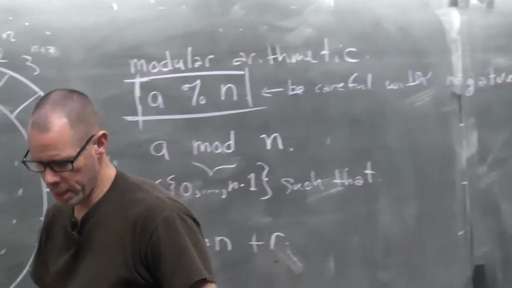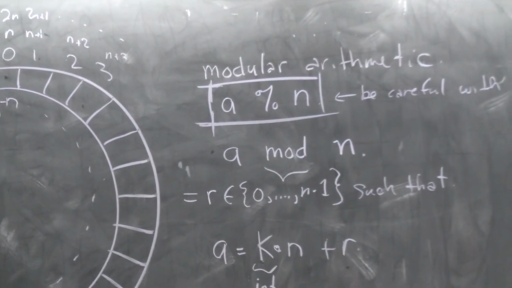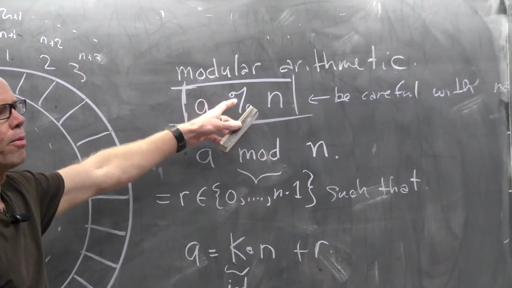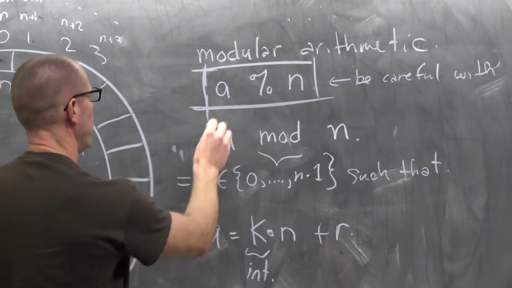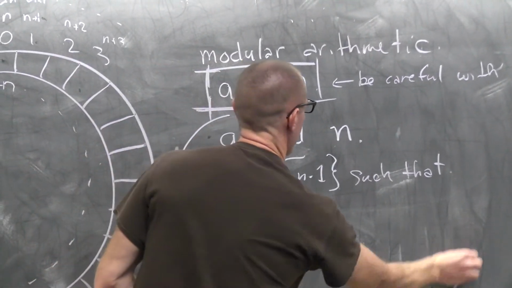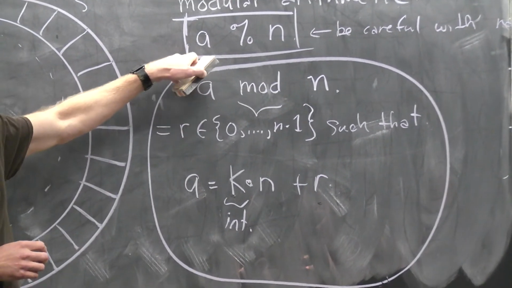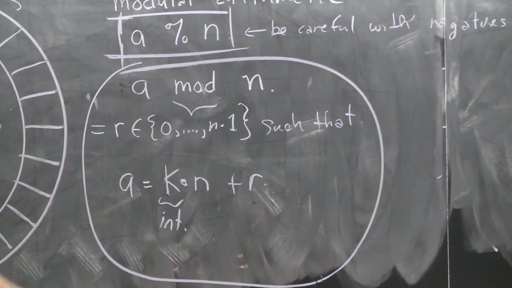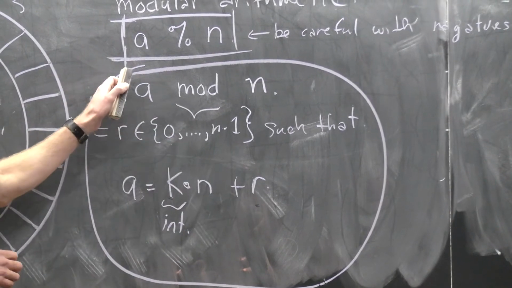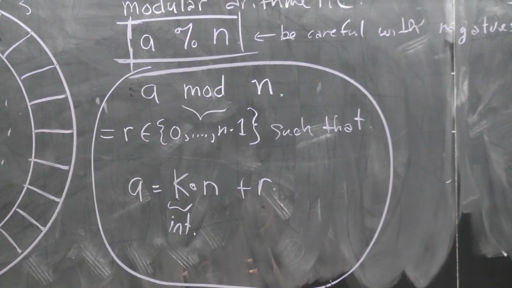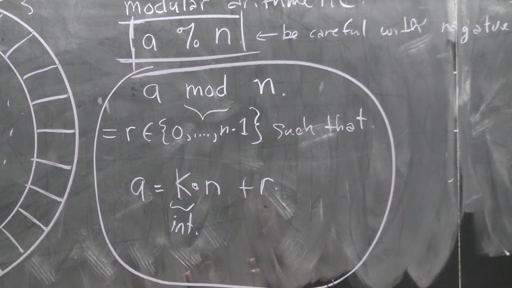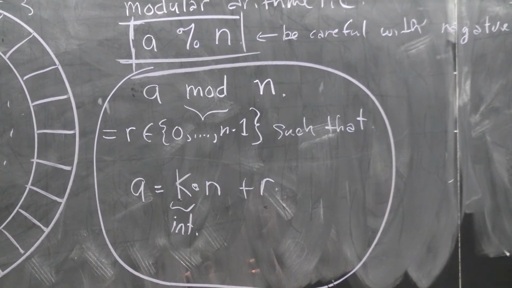Because many languages just say this thing is implemented by whatever the hardware does, and the hardware, when a or n is negative, may not satisfy this definition. But as long as both numbers are positive, n is positive and a is positive, then things are okay. Okay?